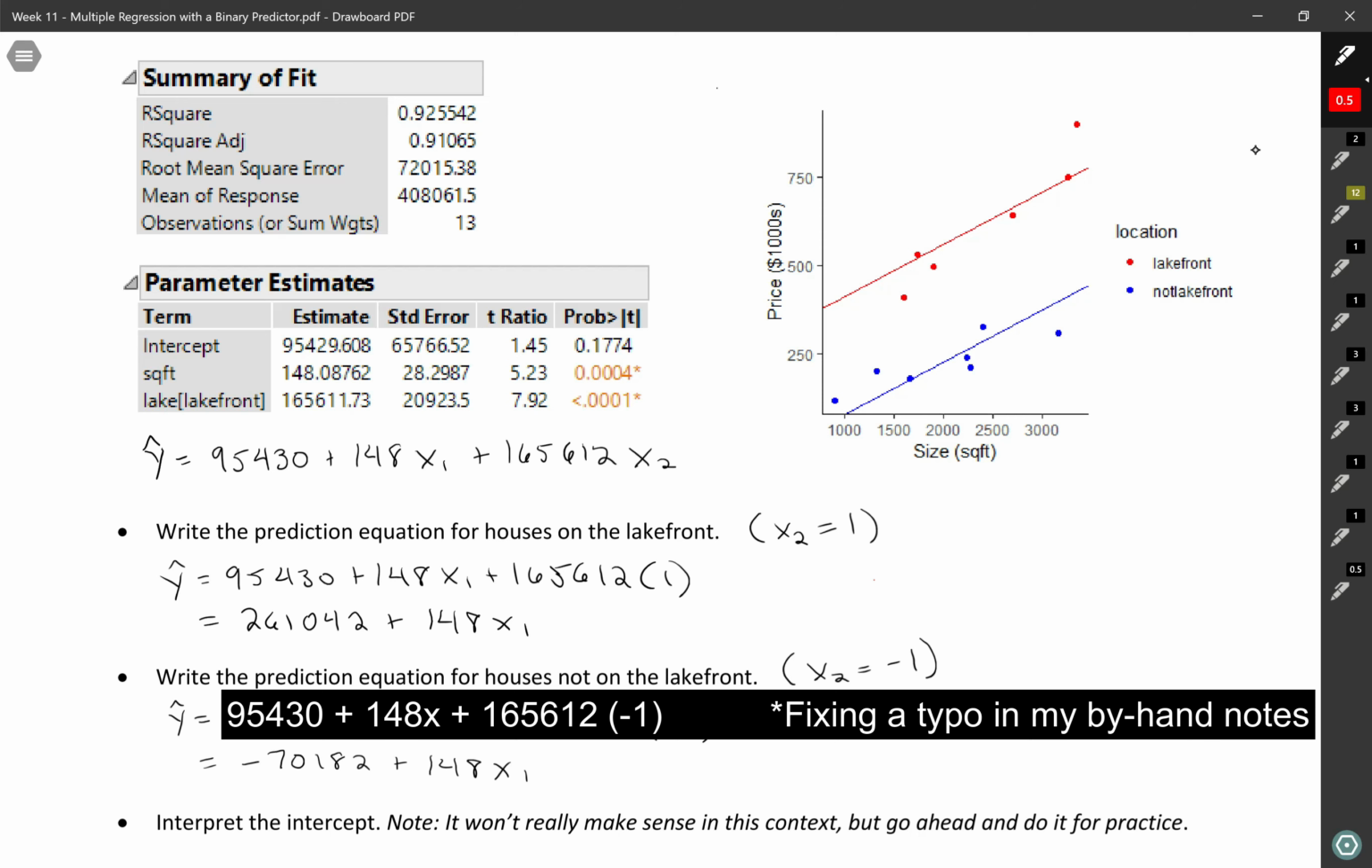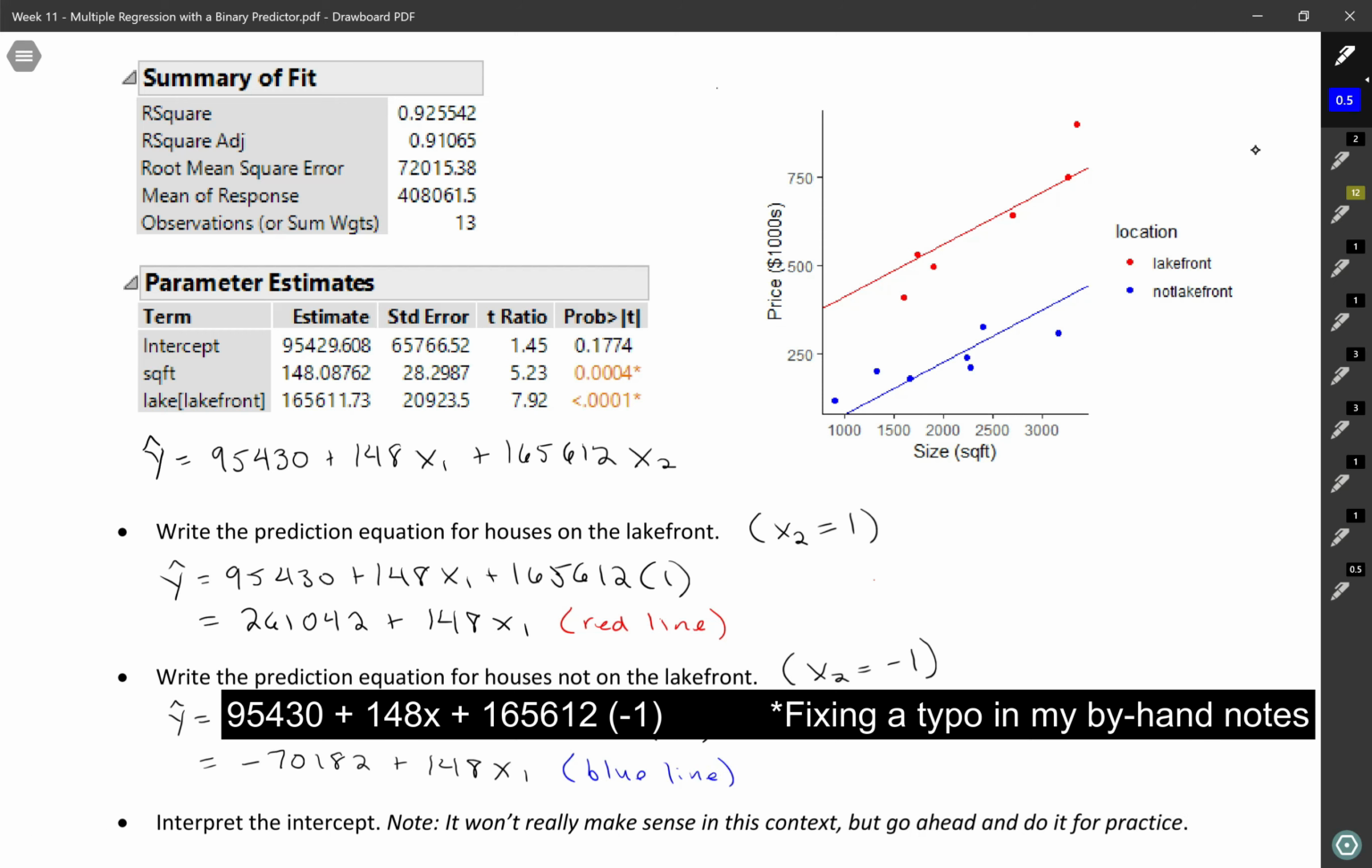So this is defining two lines. The first one is the red line. This is the houses that are on the lakefront. We can see them in red on the graph. And then the second one here is the blue line. This represents the prediction equation for houses that are not on the lakefront.